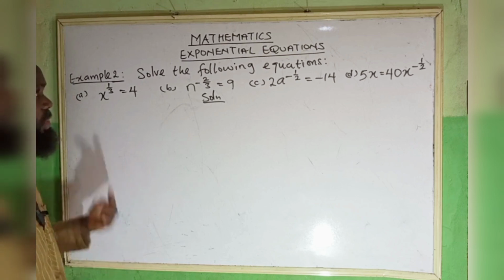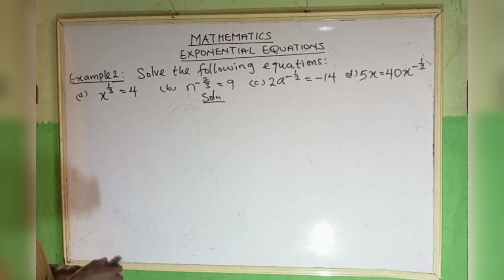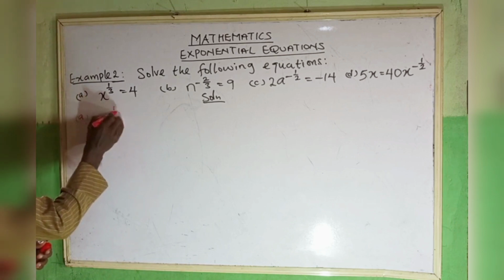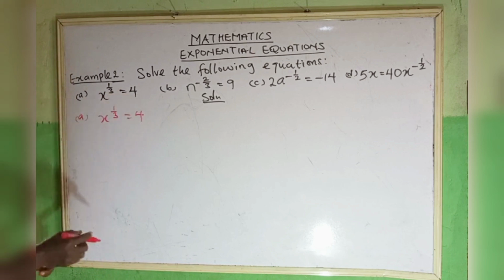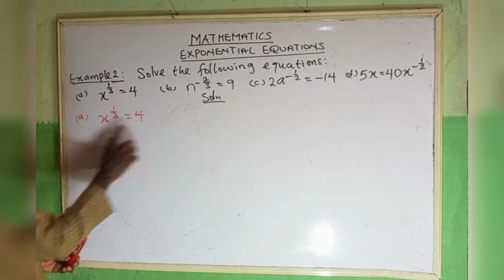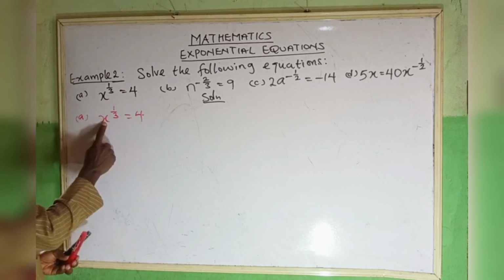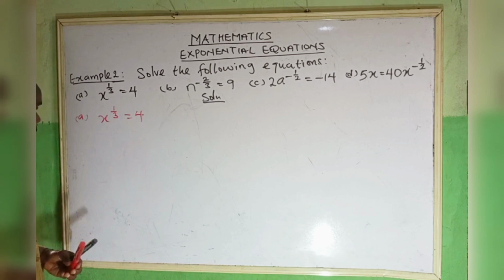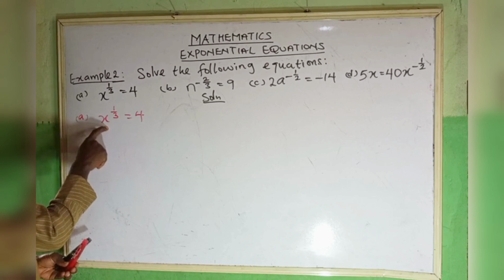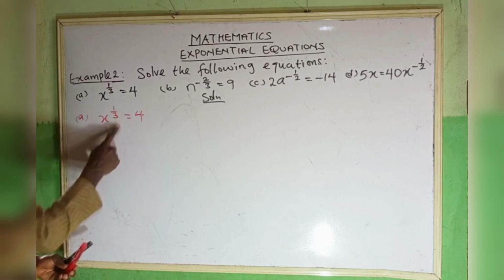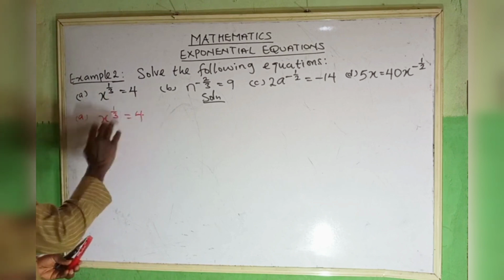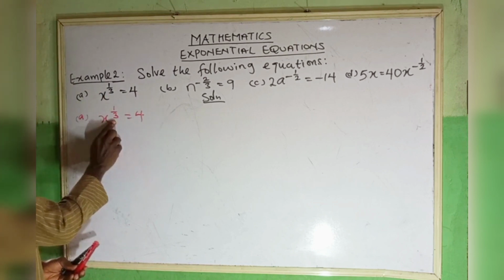Example 2. Solve the following equations. A, we have x raised to power 1 over 3 is equal to 4. Now when you look at this, there is no way we can make these two to the same base. This is base of x, while this one is 4. So in this case, since we are to find the value of x, look at the power of x is 1 over 3. The inverse of 1 over 3 is 3 over 1. So we have to multiply both powers by the inverse of this 1 over 3.